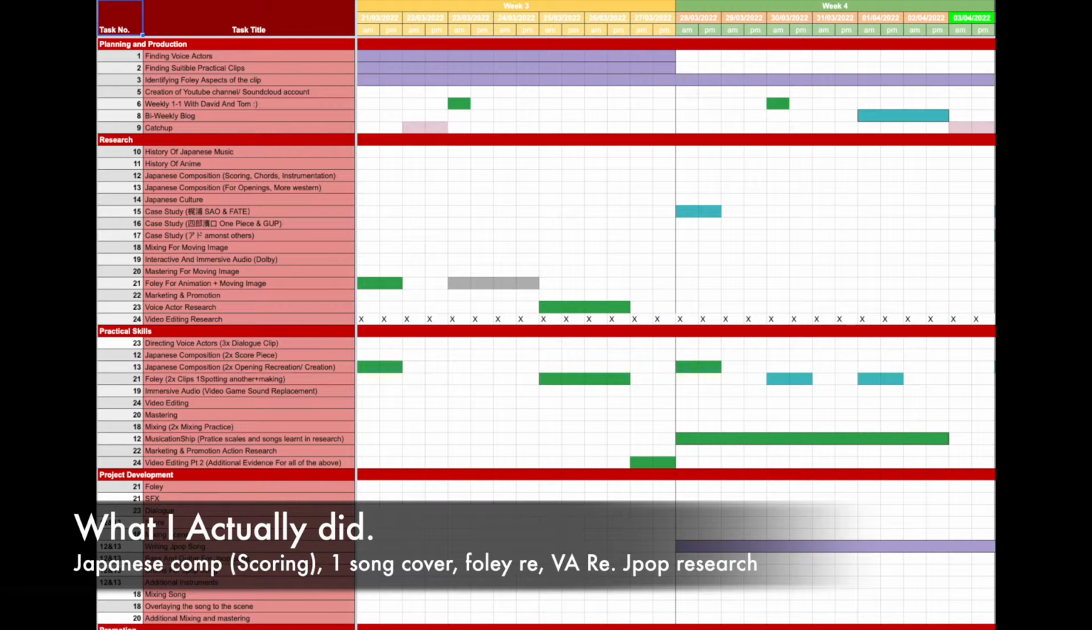As for what I actually did this week, I did a lot of Japanese composition, but in terms of scoring, as well as one Japanese composition in terms of J-pop. A bit of Foley research. I finished the voice acting research, and I did a lot of research for the Japanese composition J-pop in terms of analysing tracks as well as analysing instruments and patterns within the music.